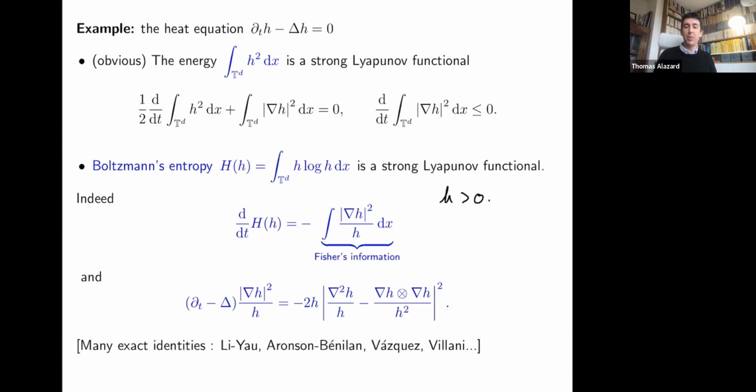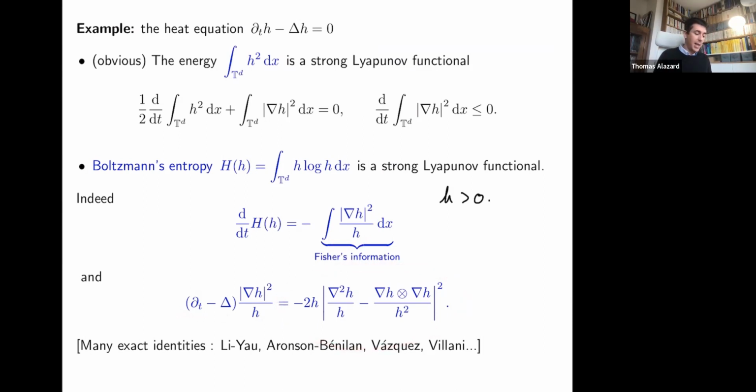There is an explicit computation that says that this is equal to minus the so-called Fisher information, which is the integral of gradient H squared divided by H. Furthermore, there are some exact identities that I have found in a paper by Villani that say that dt minus Laplacian of the integrand here is not equal to 0, but this is a quantity with a sign. It's a negative quantity. Okay, there is this beautiful formula.